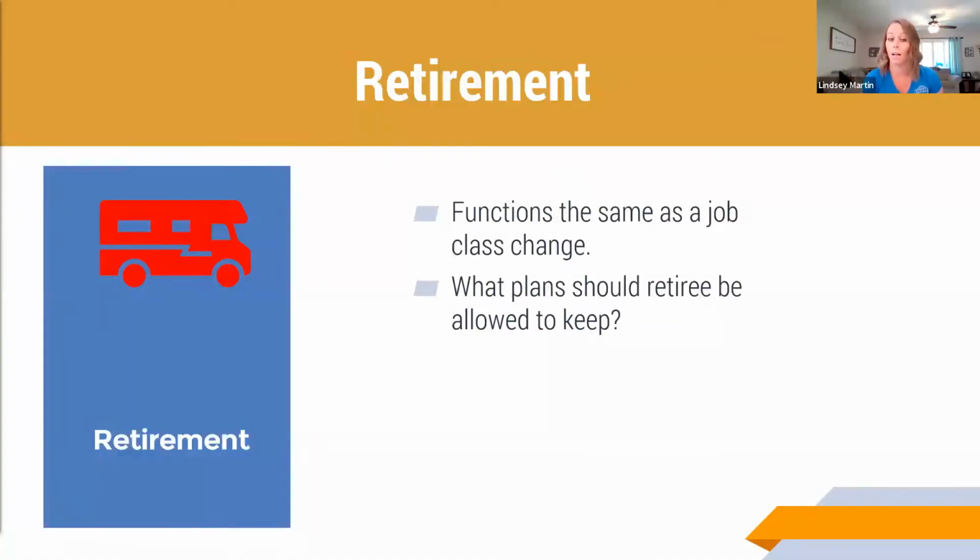Next, for retirement. For retirement, this is going to function the same as a job class change. You're actually going to put them into a retiree job class. When you change that, what plans should the retiree be allowed to keep? Sometimes you allow them to keep certain plans. Sometimes you choose to term those plans. When should those plans be termed? And also, do you allow your retirees to pick up plans that maybe they didn't have? Maybe I worked as a teacher for 30 years and I never carried dental, but now that I'm retiring, I think I do want to pick up the dental. Is that something that you as an employer allow your retirees to choose, or can they only keep benefits that they were currently enrolled in at the time of retirement?